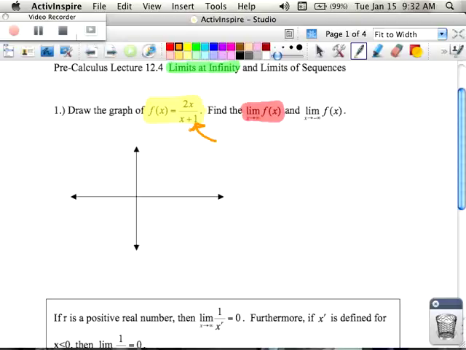If I put in a negative 1 million, 2 times negative a million is negative 2 million. Negative a million plus 1 is negative 999,999. That's pretty close to 2 again. So no matter what I do, that 1 that we were talking about is insignificant. Because on the top, the thing that dominates is the 2x. It's the only thing up there. But on the bottom, the x dominates.